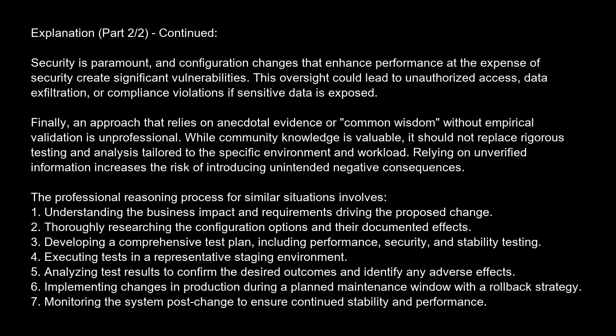The professional reasoning process for similar situations involves 1. Understanding the business impact and requirements driving the proposed change. 2. Thoroughly researching the configuration options and their documented effects. 3. Developing a comprehensive test plan, including performance, security, and stability testing. 4. Executing tests in a representative staging environment. 5. Analyzing test results to confirm the desired outcomes and identify any adverse effects. 6. Implementing changes in production during a planned maintenance window with a rollback strategy. 7. Monitoring the system post-change to ensure continued stability and performance.